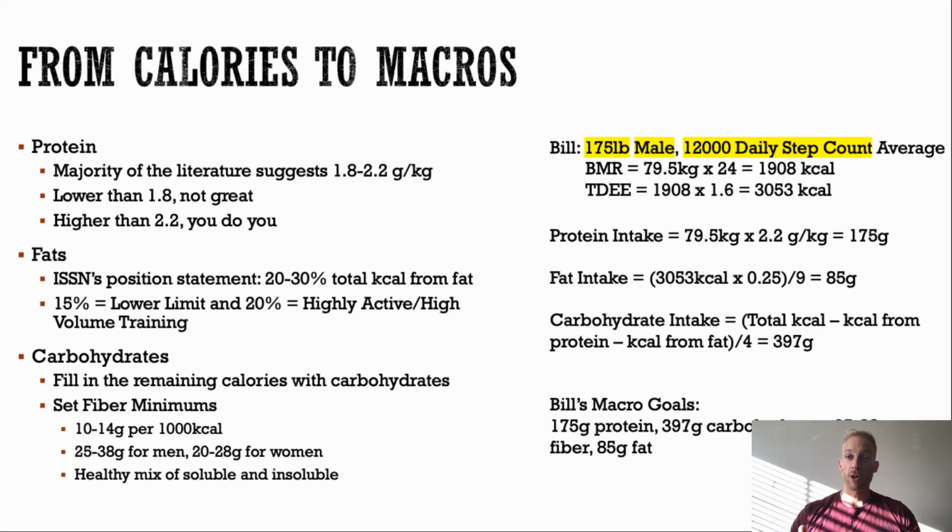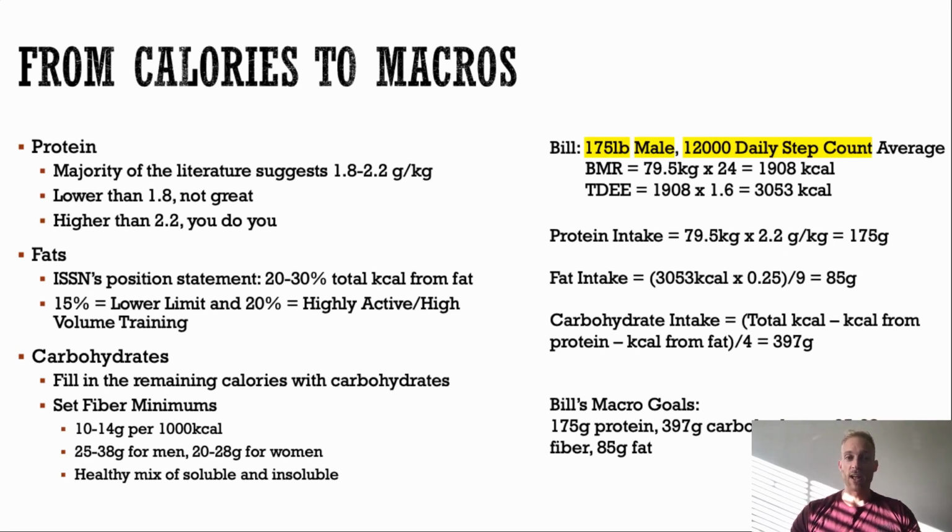Could he go above 2.2? He could, and he could probably benefit from it. I've seen some research recently that looks at 2.5, 2.8, even some stuff out of Jose Antonio's lab where they go up to 3.2 grams per kilogram or higher with no adverse effects. So personal preference up to that point, but we'll set him at 2.2 and see if he likes that or if he wants some more. So that gives him 175 grams of protein.